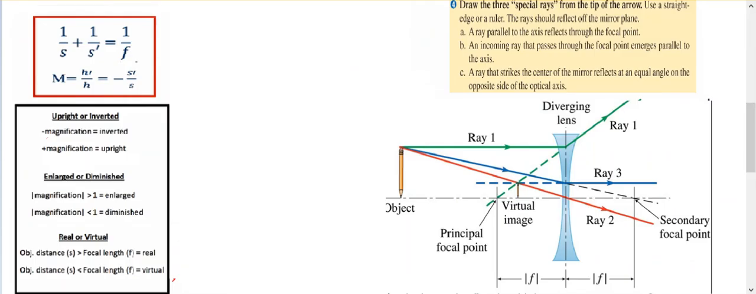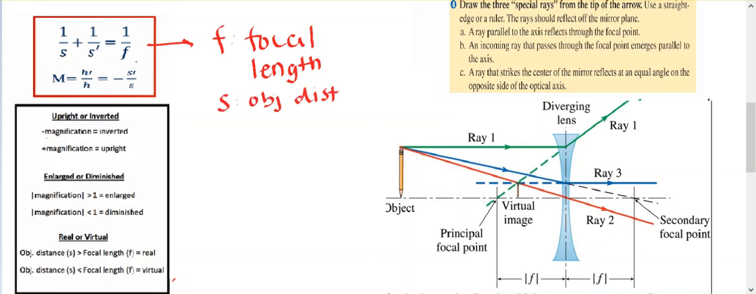So now that we know F is our focal length, we also need to identify other important variables. So in the first equation, we have the reciprocal focal length is equal to 1 over S, which is object distance, plus 1 over S prime, which is image distance.